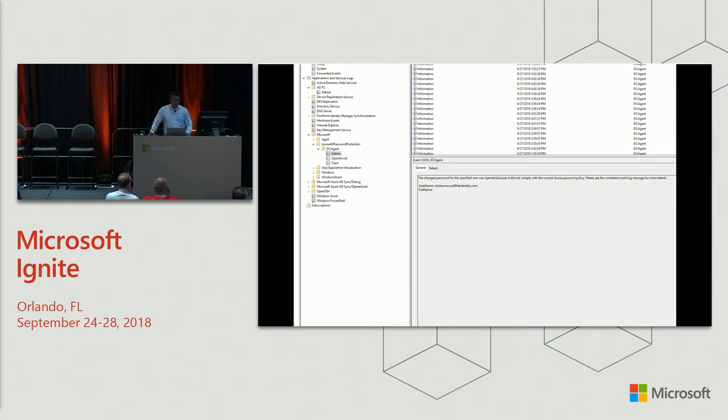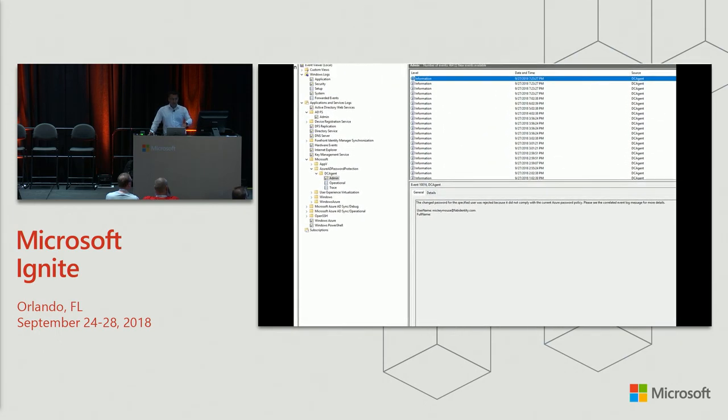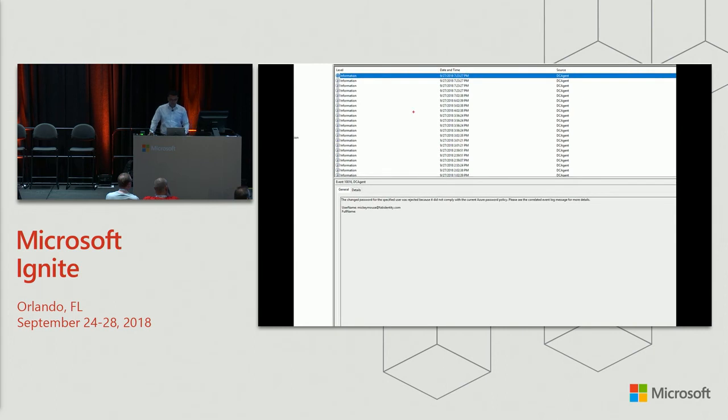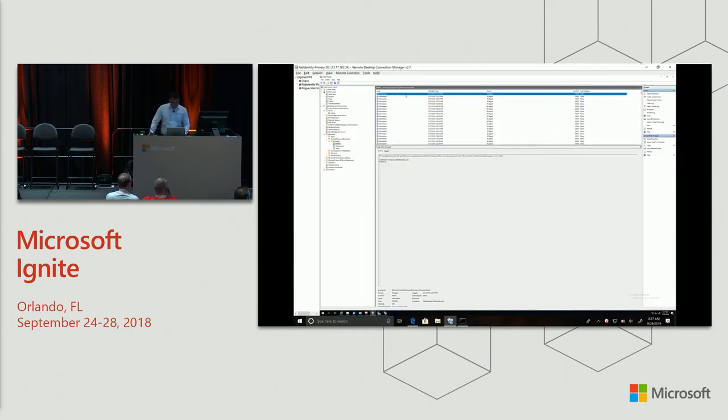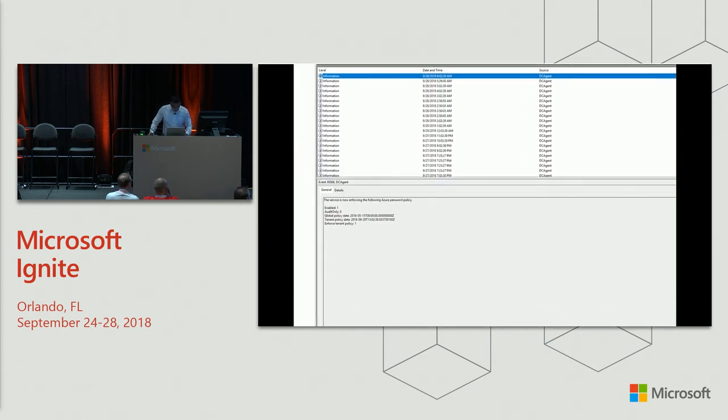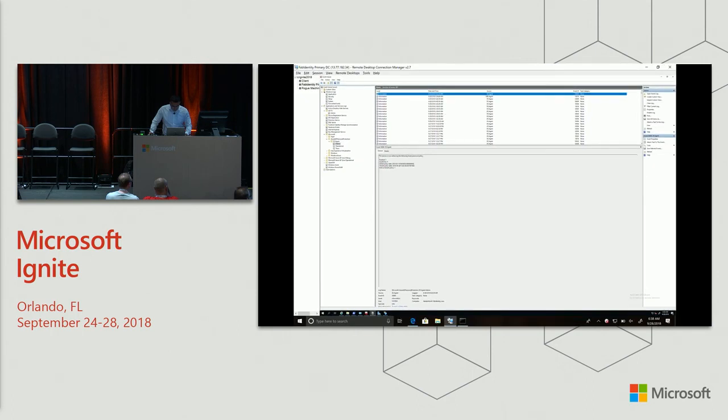In the event viewer, you can go to Applications and Services Logs, and under Microsoft Azure AD Password Protection, go to the admin logs. And then let's refresh. Okay, the first information, here it is.